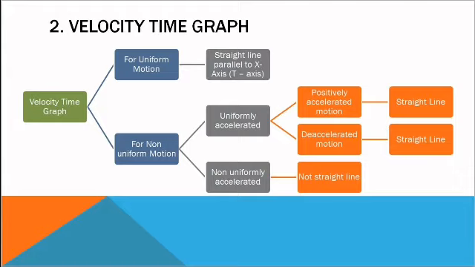That's so simple. Now what are the types of velocity time graph that we will see now? So clearly in this table you can see that we will find for uniform motion and non-uniform motion, the same that we did with the distance time graph.